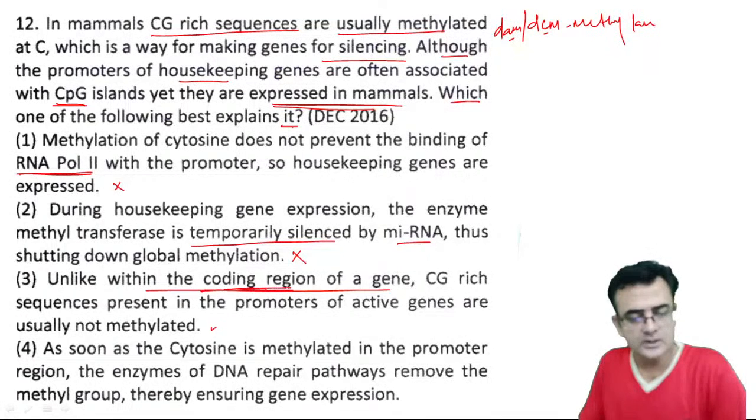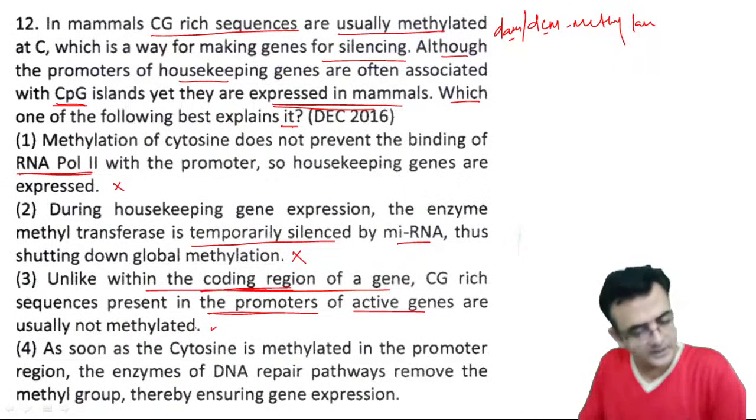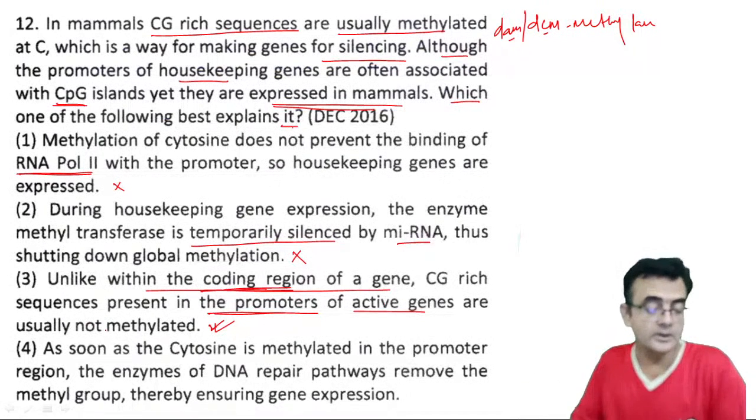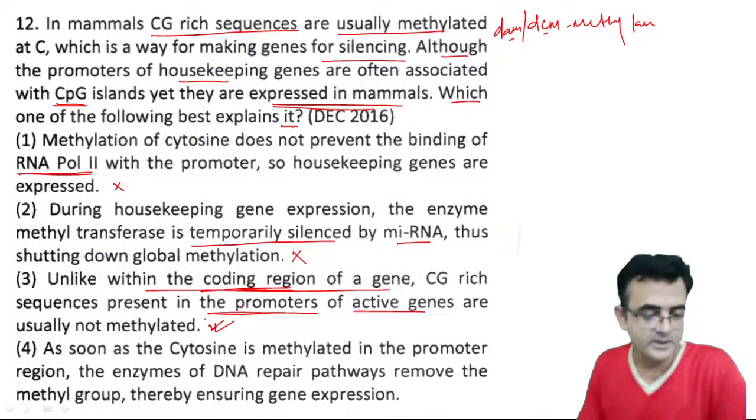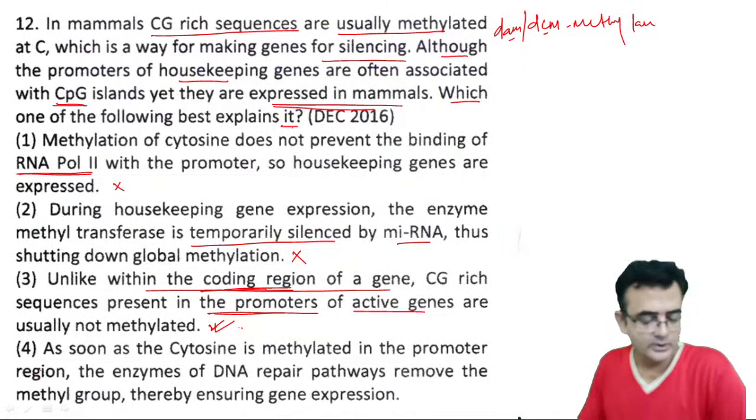So methylation is not there in the coding region, but they are present in the promoters, okay, of the active genes are usually not methylated. Okay, this seems like the correct answer. Unlike the coding region of the genes, CG-rich sequences present in the promoters of the active regions are usually not methylated, then only it will be expressed. If the promoter is methylated, then it is very difficult for them to express, right? Or start the transcription and then translation. Okay, so this seems correct, but we have to read the fourth number also.